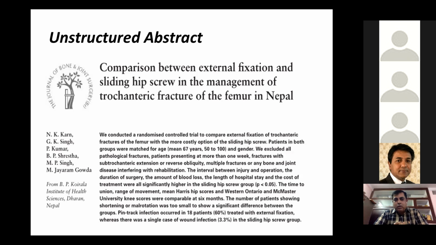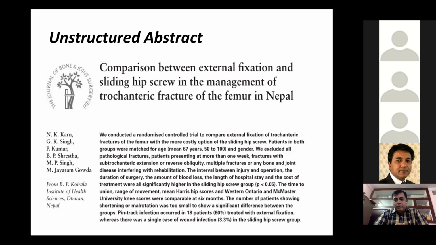We excluded all pathological fractures, patients presenting after more than a week, fractures with subtrochanteric extension or reverse oblique fractures, multiple fractures, or bone and joint diseases that could interfere with rehabilitation. Here I have told them about my inclusion as well as exclusion criteria. What are the patients I have excluded from the groups?